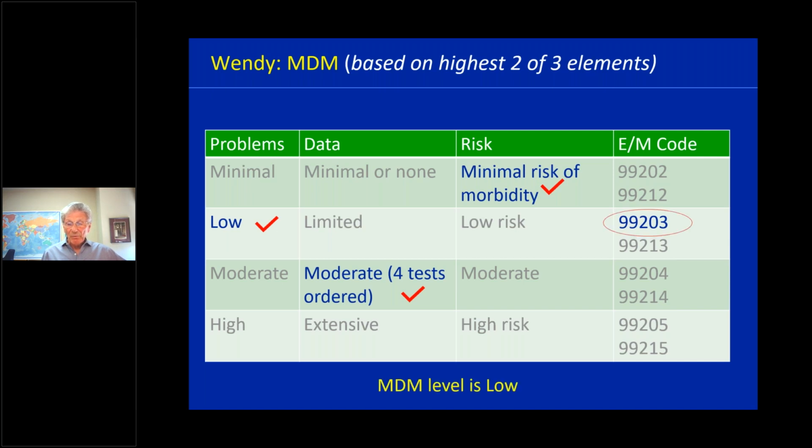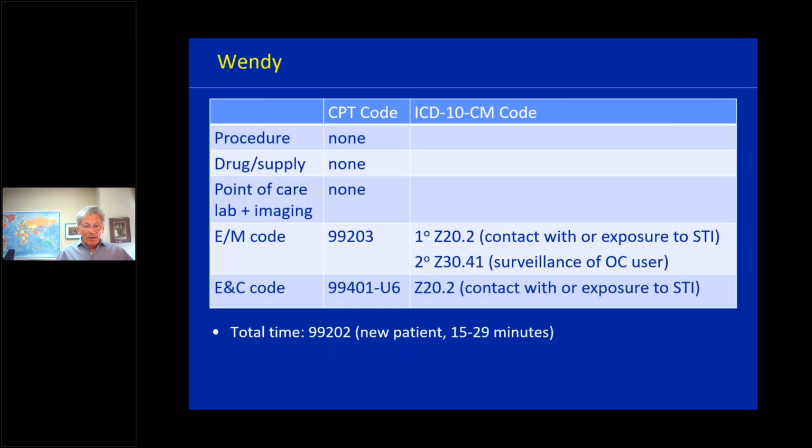Okay, so MDM level is low. She's a new patient, so that's a 99203. Next. Okay, so how are we going to bill this? Wendy did not have a procedure. She did not get any drugs or supplies. She didn't have any point of care tests. Remember, we sent off 4 different laboratory tests. The E&M code is a 99203, okay?